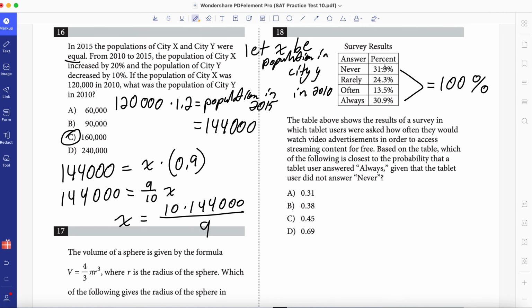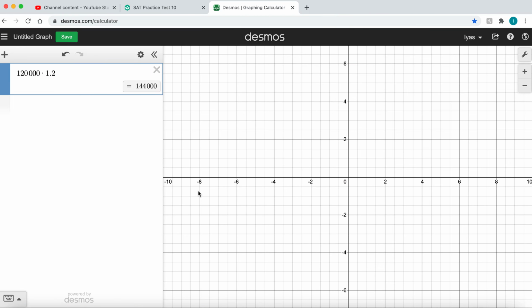So that's going to be just 100, or 1 actually, or 1 minus 0.313. Let's go over here. It's going to be 1 minus 0.313. So the percentage of people who don't say never is going to be 68.7%. But let's just leave it in terms of decimals right now.